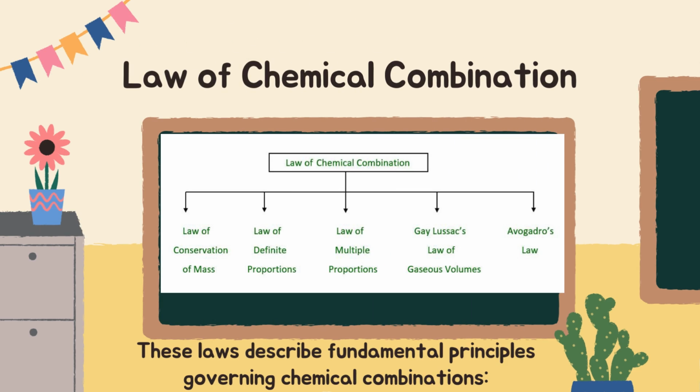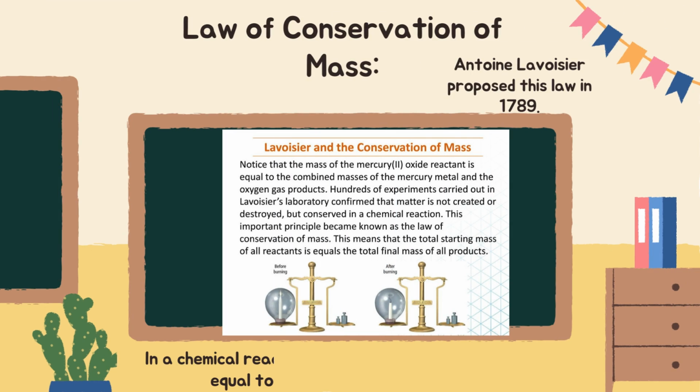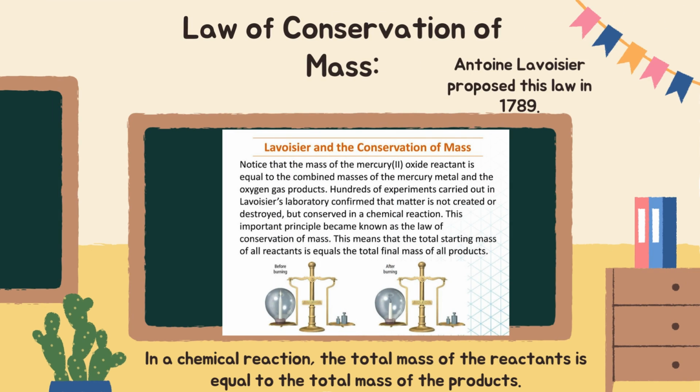Next topic is laws of chemical combination. These laws describe fundamental principles governing chemical combinations. Number one is the law of conservation of mass. In a chemical reaction, the total mass of the reactants is equal to the total mass of the products. Antoine Lavoisier proposed this law in 1789.